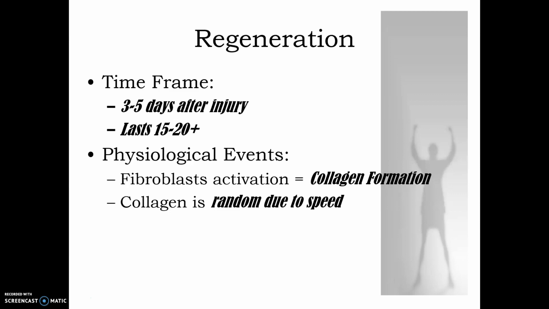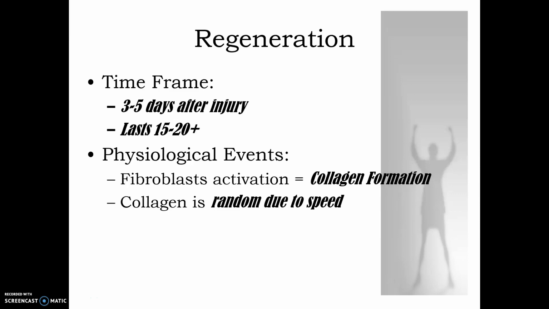Fibroblasts are active. They've been called by those macrophages, and by those platelet-derived growth factors, to come to the area and begin facilitating healing. During this time, the collagen is random due to speed. We also notice that our collagen is not our normal collagen. In fact, it's type 3 collagen, not type 1 like normal, and type 3 isn't as strong as type 1 is.